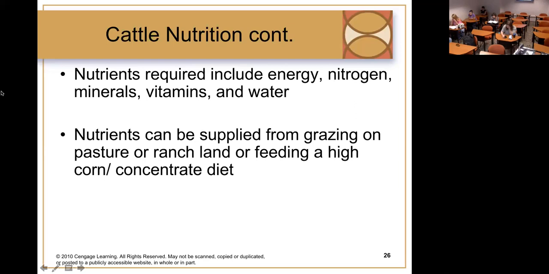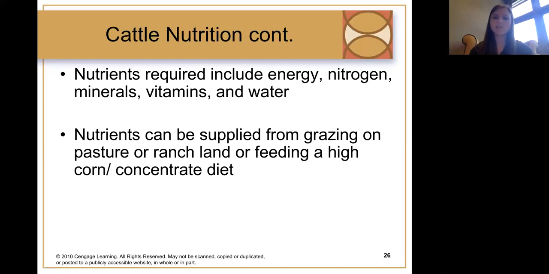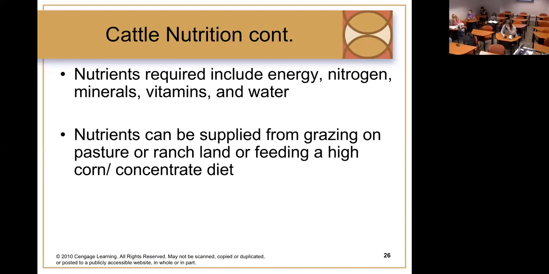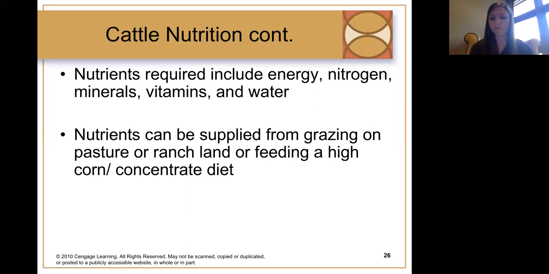So the nutrients that are required are just like other species. So energy, nitrogen, protein, minerals, vitamins, and water. And nutrients can be supplied from grazing on a pasture or ranch land, or also feeding a high corn concentrated diet. So it depends on your production system and whether you have all grass-fed cattle or whether you also want to supplement.